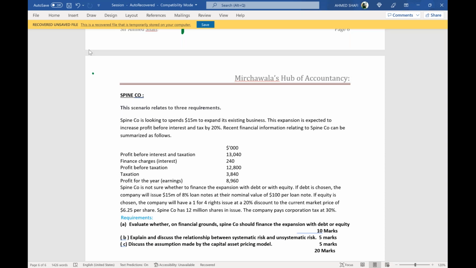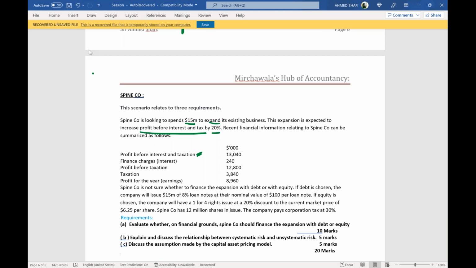Spine is looking to spend 15 million. The company is planning to spend 15 million to expand the business. The expansion is expected to increase PBIT, profit before interest and tax, by 20%. This figure, PBIT, will increase by 20%. Recent information is as follows: PBIT 13040, interest 240, deducted to get 12800, taxes 3840, PAT is 8960.